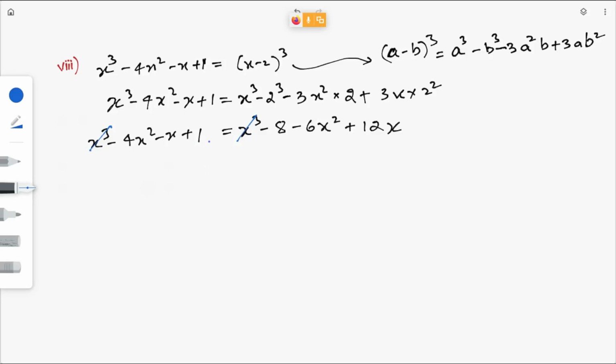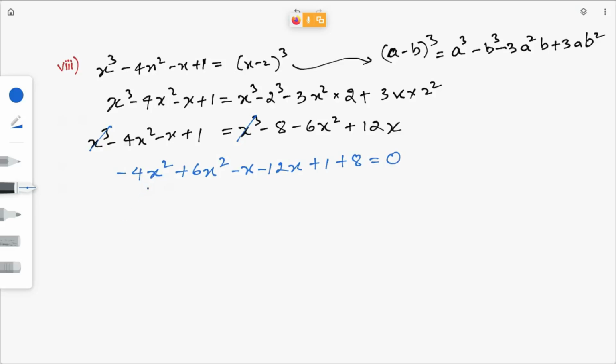Okay, so next, minus 4x square. Now take this minus 6x square this side, then you will get plus 6x square, and then minus x, and then you have this plus 12x here. If you take it to this side, minus 12x, and then you have this plus 1, and then here take the constant term, minus 8 will become plus 8, is equal to 0.